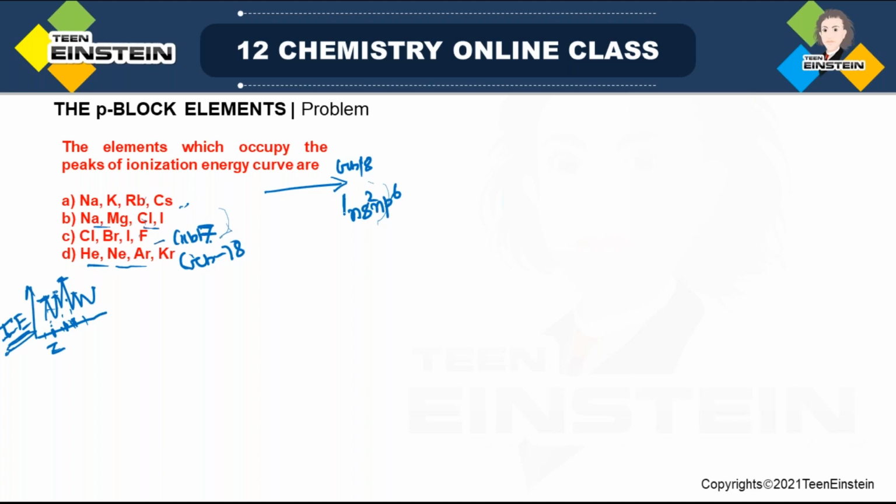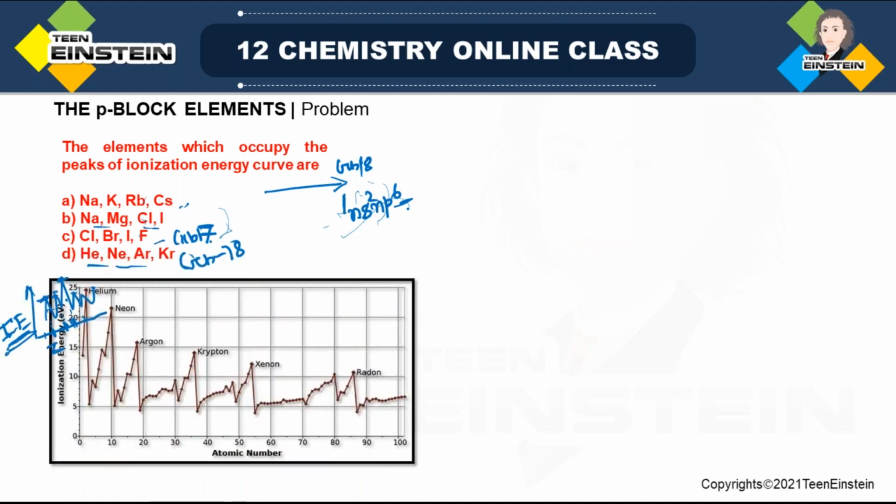Now fully filled configuration means what? When you are trying to remove an electron, that means you are breaking this stable fully filled configuration, which is a highly energy-requiring process, because it will try to remain in this state. So removal of an electron is not easy. That is the reason maximum ionization energy will be for noble gases, along any particular period.